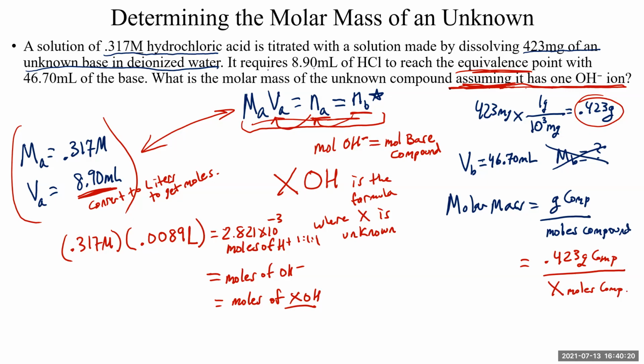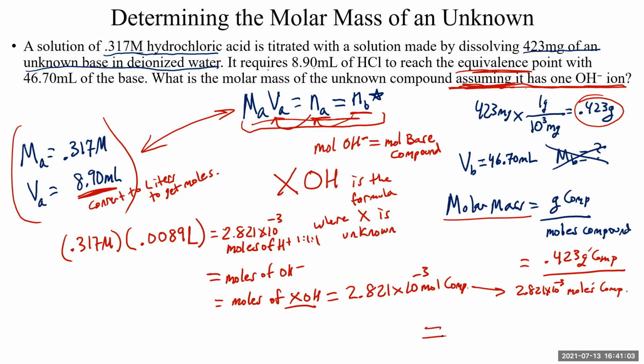Anyway, what this ultimately means is that our moles of unknown compound are 2.821 times 10 to the negative 3. No calculation needed. We know they're all the same value. So all I do is put that in here. Now I have my grams divided by my moles. That fulfills the definition of molar mass. So let's substitute for X. Let's put the 2.821 times 10 to the negative 3 moles of compound in there, and let's do the division.